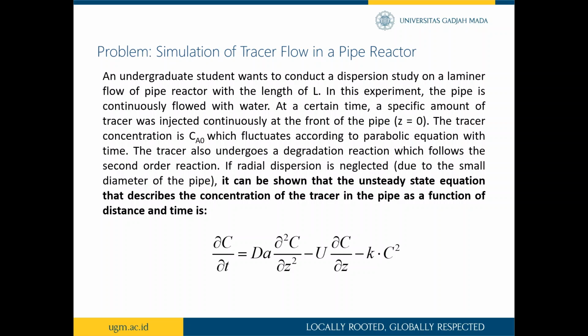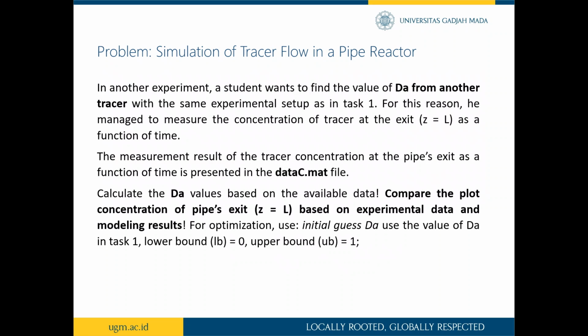So the problem is the same as in a previous exercise, where we would like to study the distribution of tracer concentration in a pipe reactor, and we have these differential equations showing the distribution of tracer. The experiment is the same, and the initial condition and boundary conditions are exactly the same as in the previous exercise. In this case, we would like to perform a nonlinear regression by fitting experimental data to obtain a certain parameter. In this case, it is dA, the axial diffusivity.